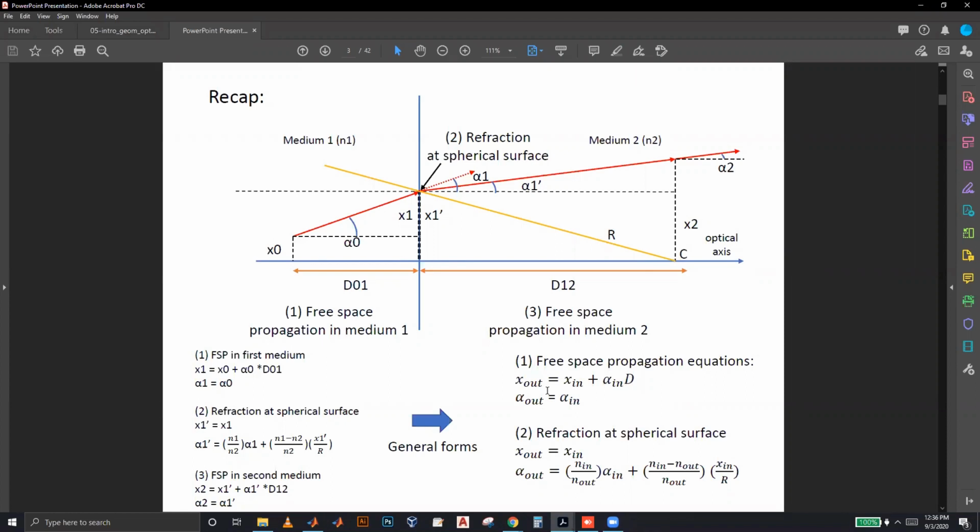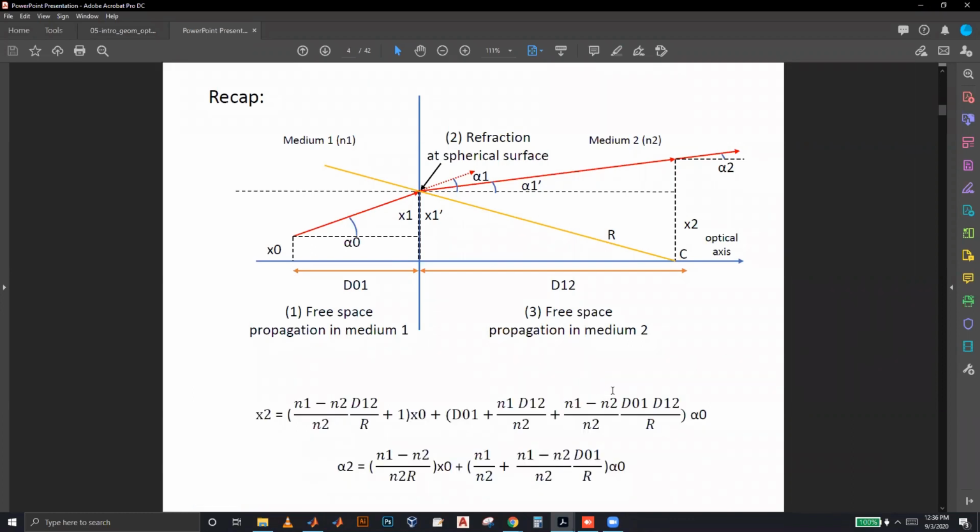So this is the general form of the free space propagation equation. And this is the general form of the refraction at spherical surface equation, which takes into account the refractive indices of the input and output media, n in and n out, amongst other things such as the angles and the radius of curvature of the spherical surface. We will remember these sets of equations for this class, and we will be using them later on as well. Okay, and when you put them together, these are the final forms like we just discussed.